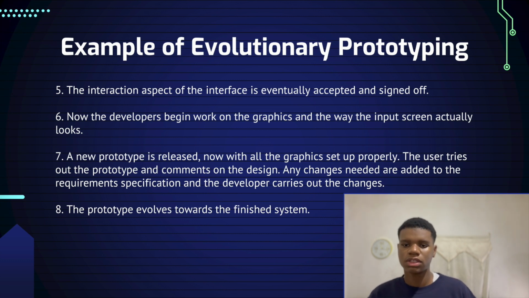6. Now the developers begin work on the graphics and the way the input screen actually looks. 7. A new prototype is released, now with all the graphics set up properly. The user tries out the prototype and comments on the design. Any changes needed are added to the requirements specification and the developer carries out the change. 8. The prototype evolves towards the finished system.